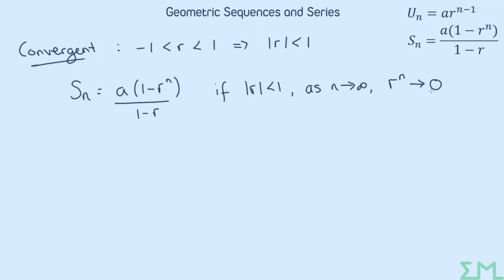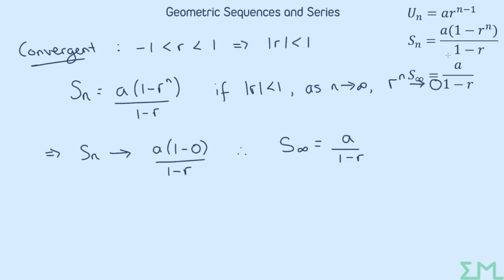Now if r to the n is tending to 0, then we can look at our Sn, and this term here is the only term that has an n in it. So Sn will tend to a times 1 minus 0 over 1 minus r, because that r to the n term is disappearing as n gets very large. So that means we can write that S infinity, so this is how we denote sum to infinity, is a over 1 minus r. Okay, so we'll just add that to our list of formulae in the corner.